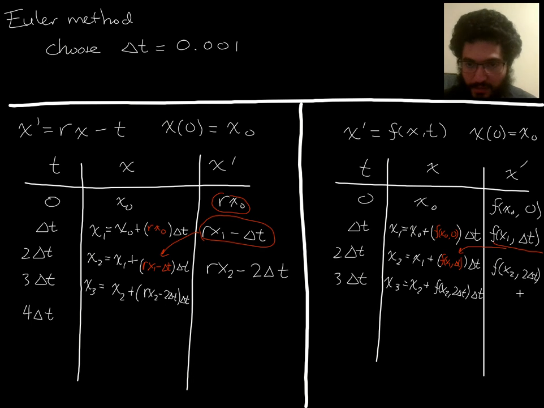And here's the general version. If I have time 2 delta t and x value x2, then the derivative is f of x2, 2 delta t. Then I can use that to determine what is x3. It's x2 plus the slope times the delta t. And so on. You can keep going.